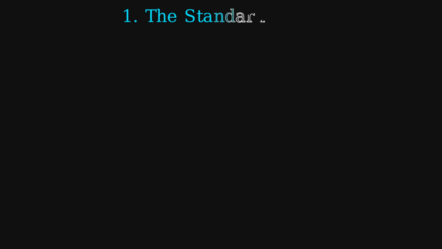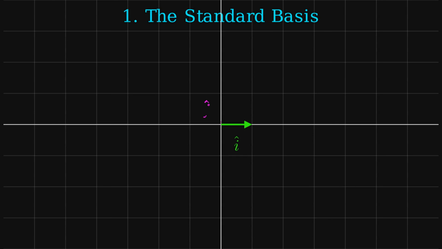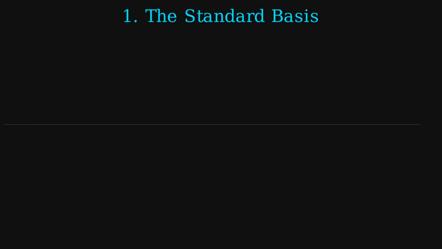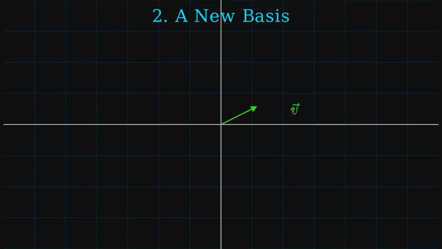Let's visualize what a basis actually means. We start with our standard coordinate system, defined by two perpendicular unit vectors, i hat and j hat. They are independent, and together they span the entire 2D plane. But a basis doesn't have to be rigid. Let's morph the grid using two new vectors, v and w.